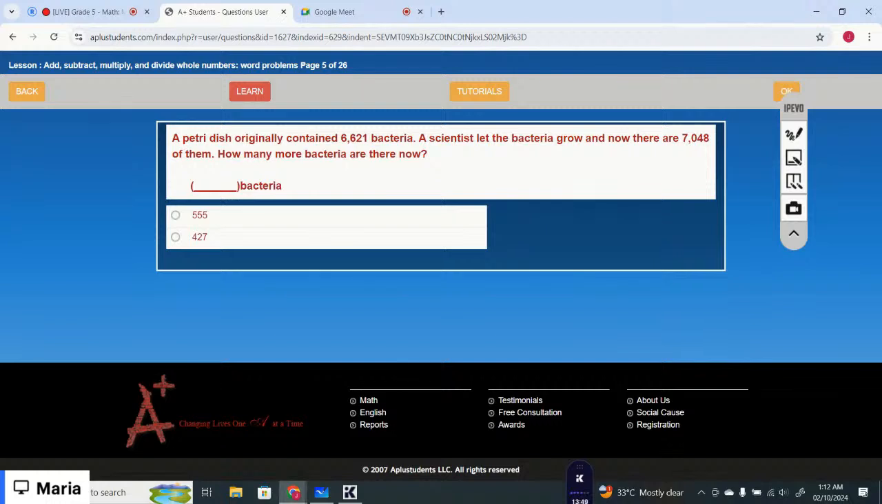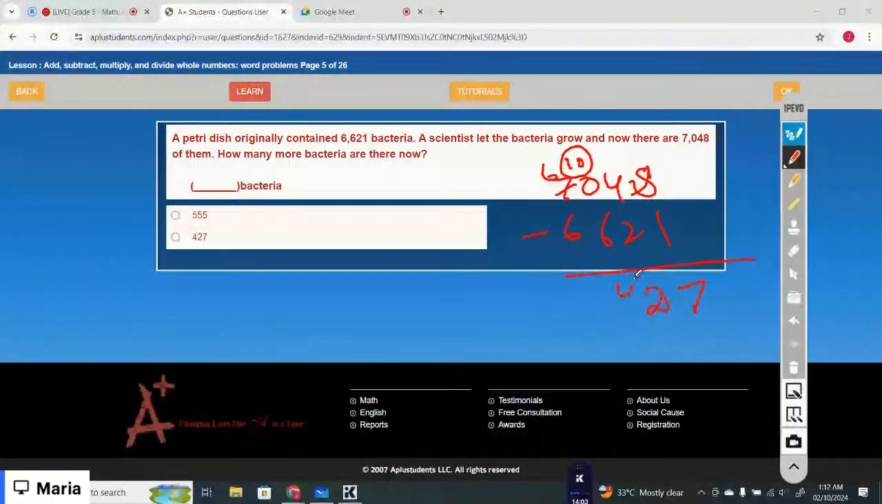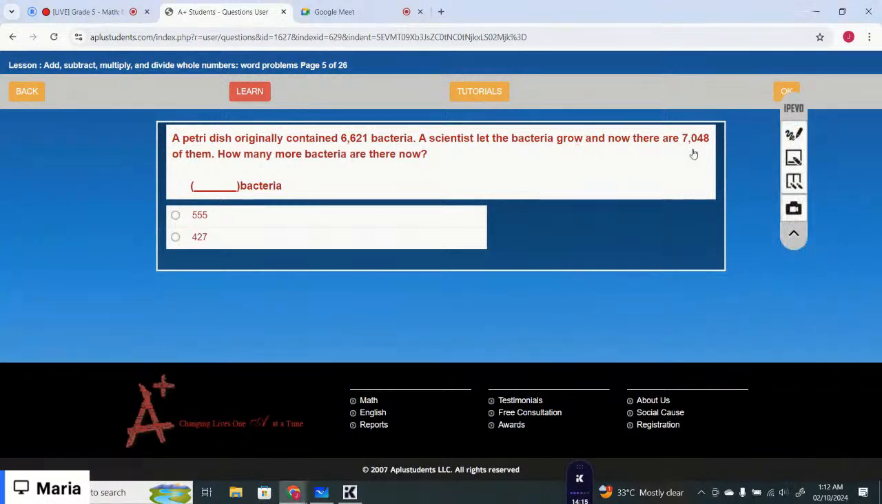You have to subtract. Now they are 7,048 and earlier they were 6,621. So how much more now? 8 take away 1 is 7, 4 take away 2 is 2, and 10 take away 6 is 4. Now they are 427 more than earlier, right? The correct option is 427. Option number 2 is the correct option.